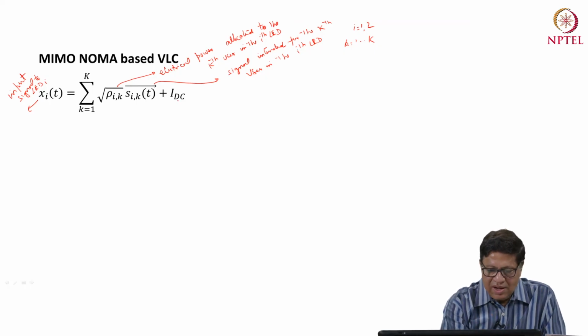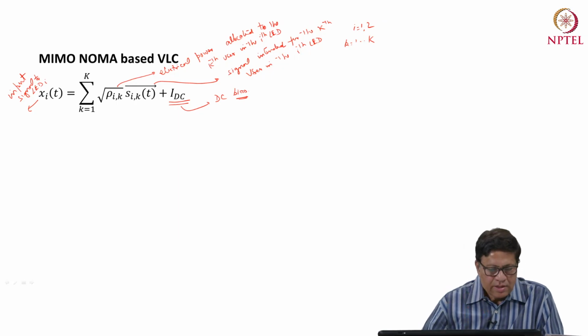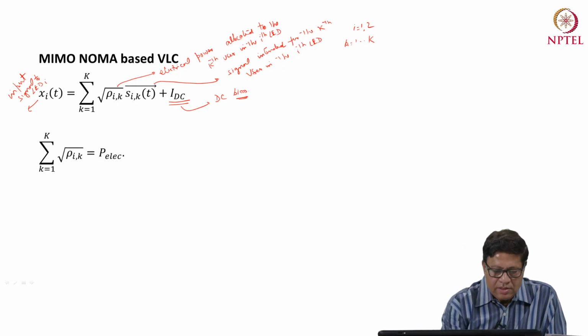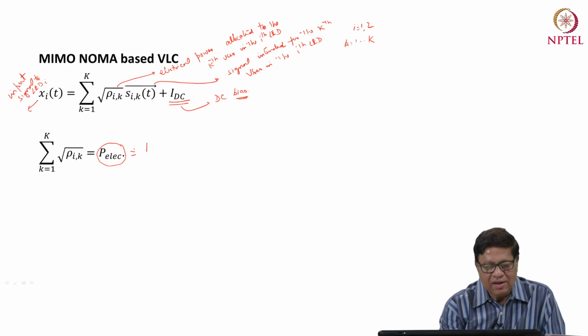So this is the input signal, and this is the DC bias which we have given, because we are using DCO-OFDM. So this is the input to the LED i. If I sum over all the users, because this is electrical power given to the kth user from the LED i, I get the total P electrical. And I can put this as equal to 1 without loss of generality, because this is going to be a constant. So I can put this as 1.